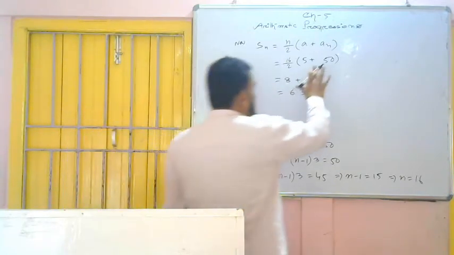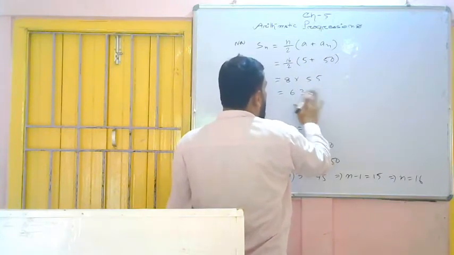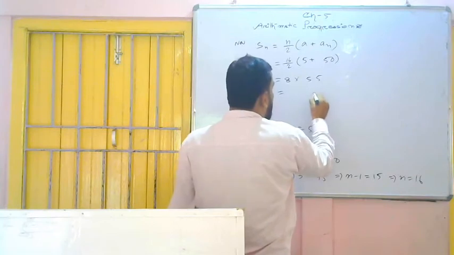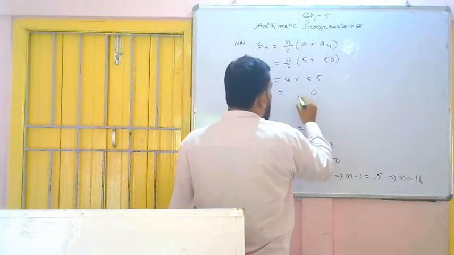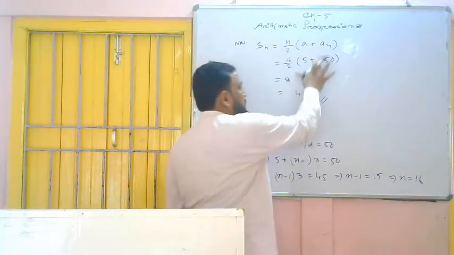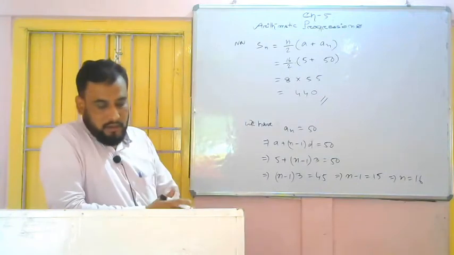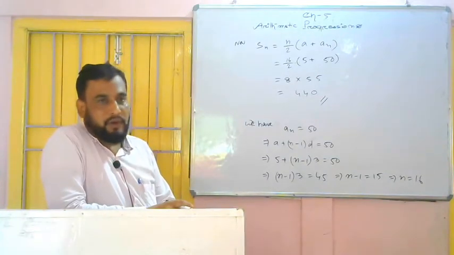Here you see some mistake is there. Here it was into. So if you multiply, then what will be? 440. Sorry, it was 440 because there was into. I made a mistake. So it is 440. Okay.